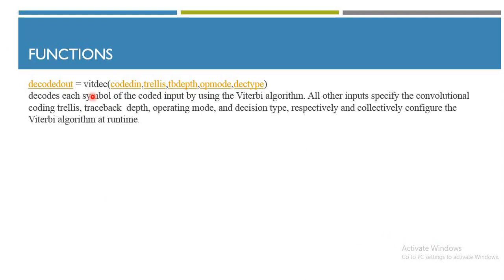Next and very important is decode. The function which is used for decoding is the Viterbi decoder, vitdec. Code is the coded output which we are using. Trellis is the trellis representation of a structure. Tbdepth is the traceback depth, the respective number of states which we are using. Opmode is the operating mode in which we are working, and dectype is the decision type. In this case the decision type is hard or soft. Here we are using a hard type of decision. Hard type means we are representing the data in the format of zeros and 1 only.